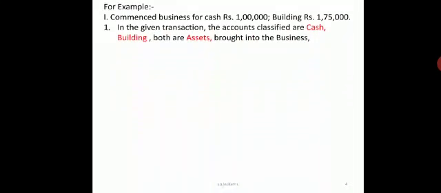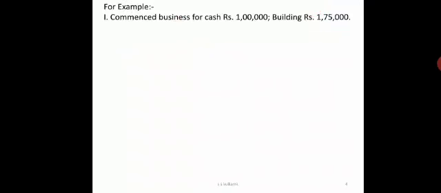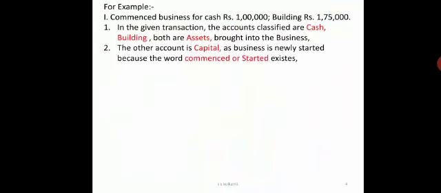Brought into the business means this amount is already brought in, so I have made a property or purchased properties in the name of business. Therefore, I have classified cash as well as building as an asset. Next, the other account: when I am saying commenced business, that means capital is there, investment has been made. So whenever the word commenced or started exists, that means a capital account exists in such business.